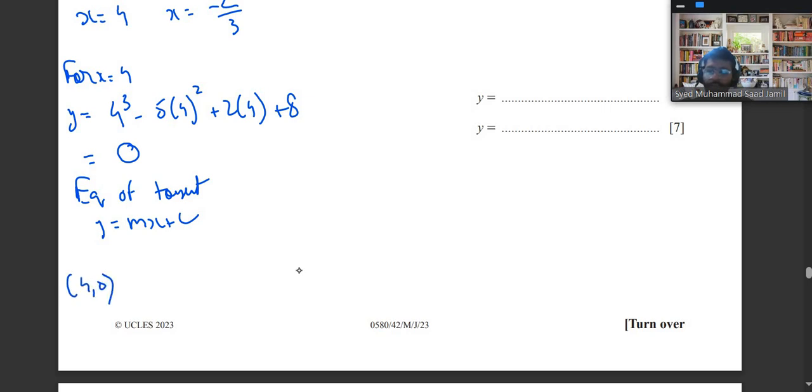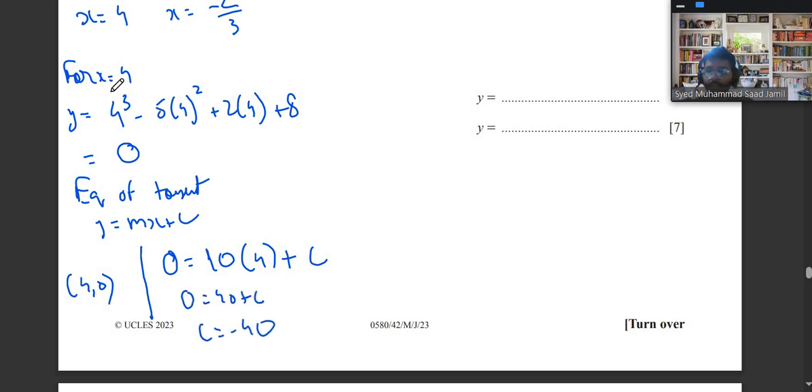I got the 2 points now. So y equals 0 equals 10, because the gradient we already know is 10, it's written there, multiplied by 4 because the value of x is 4, plus c. So 0 equals 40 plus c. c equals minus 40. So the equation would now be y equals 10x minus 40. Answer.